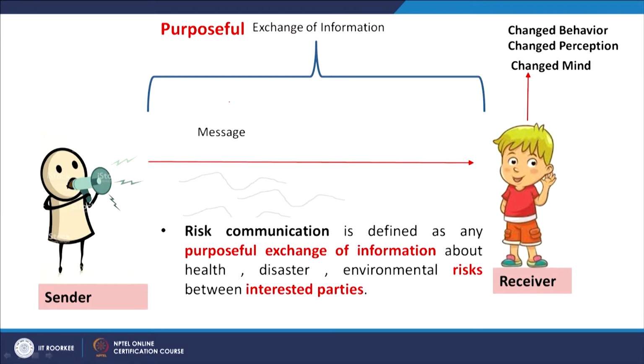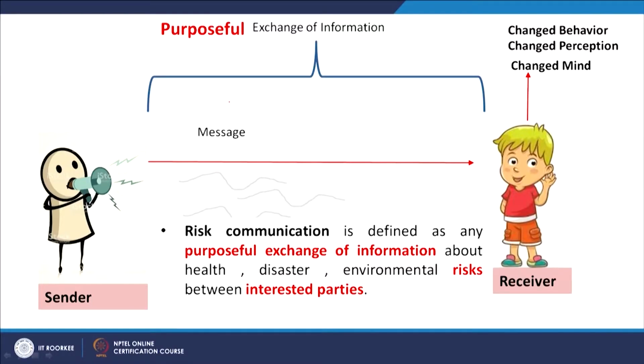So risk communication is basically, primarily defined as purposeful exchange of information about some kind of risk. In our context, this is more about disaster risk, but it could be health risk, environmental risk, or other risk. Okay, so between interested parties. There are two interested parties: one is the sender and one is the receiver. They are affected, impacted by a particular disaster or particular risk, and they have a purposeful exchange of information, and the sender wants to change the mind of the receivers.